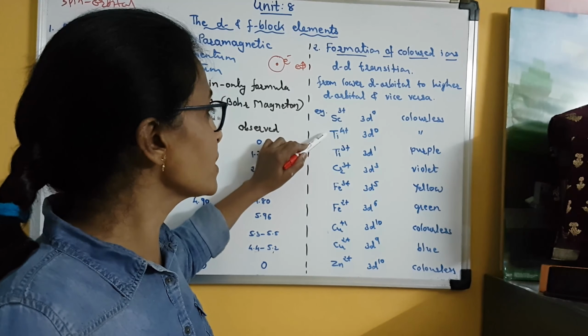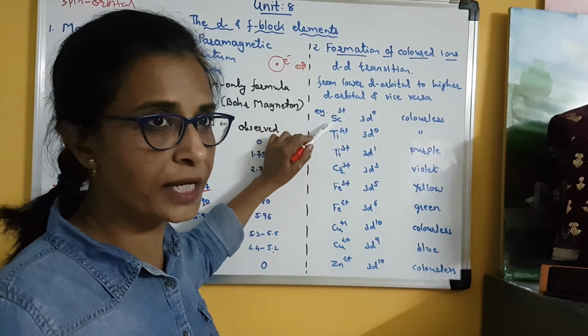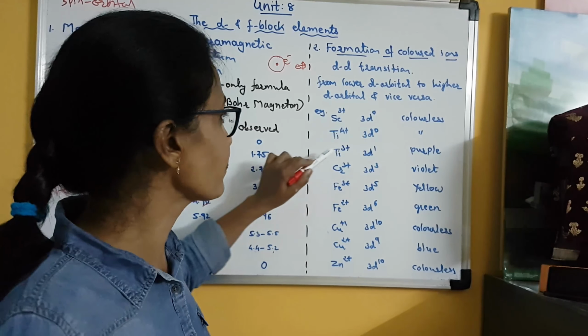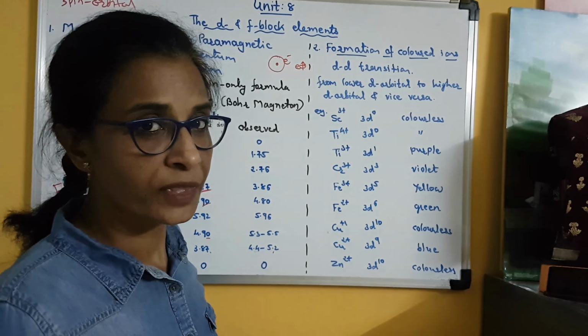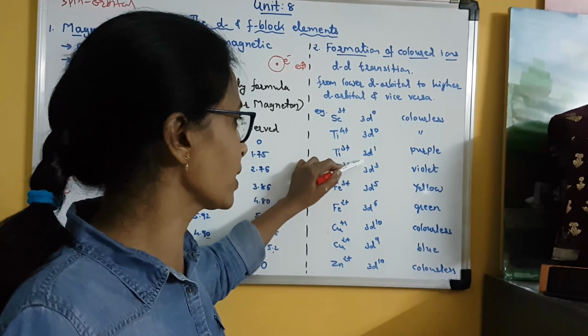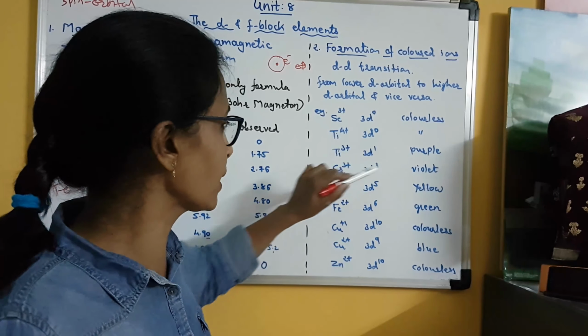Here, if we take the titanium 4 plus ion, then again it has zero electrons in the d orbital, so it is colorless. But Ti3 plus, the same element in a different oxidation state, is 3d1. So one electron is present in a d orbital, and the remaining 4 d orbitals are vacant. So this electron from one 3d orbital can jump to a higher 3d orbital, and that is why it gives a purple color.